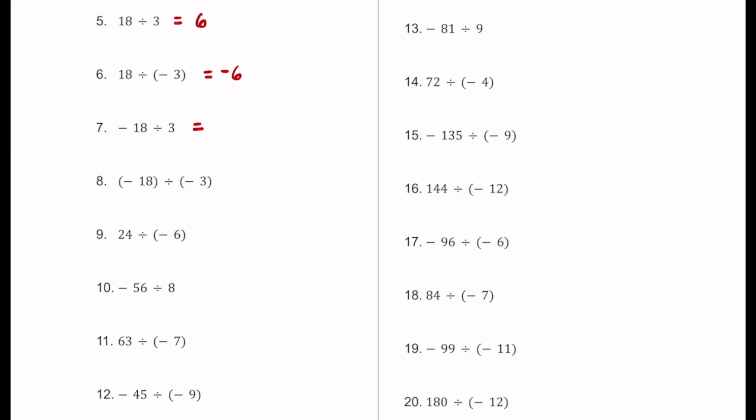For number 7, we have negative 18 divided by positive 3. 18 divided by 3, again, is 6, and we have the opposite of 18, so we should have the opposite of 6. For number 8, we still have 18 and 3, so it's negative 18 divided by negative 3.